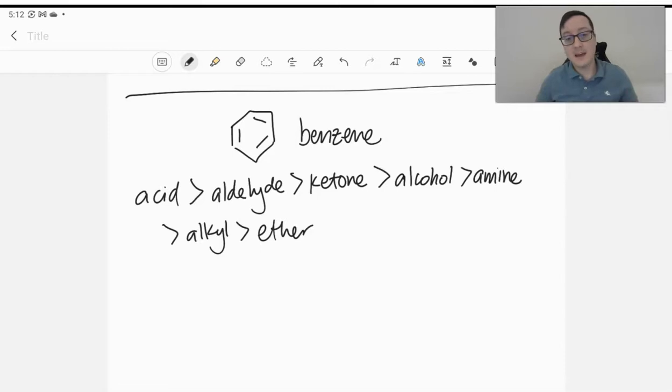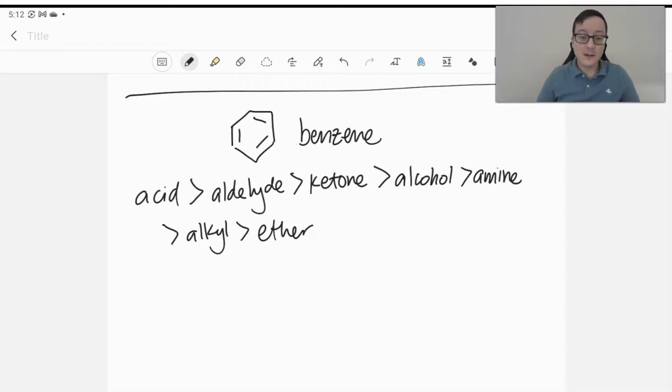A carboxylic acid will always be highest priority. Of all the derivatives of benzene that we're going to study, the next highest priority is the aldehyde, followed by the ketone, the alcohol, the amine, various alkyl groups, and then lastly the ether of benzene.